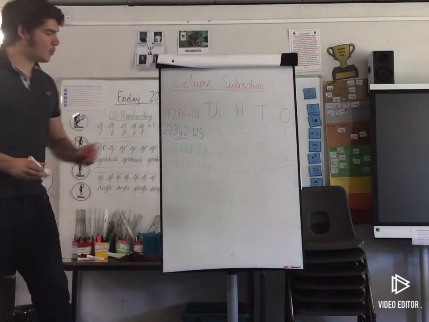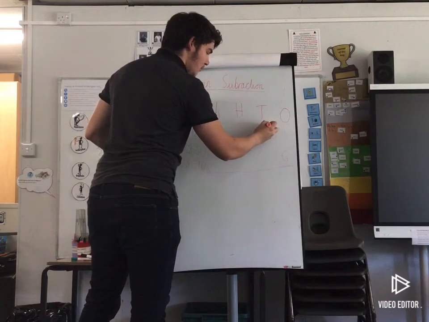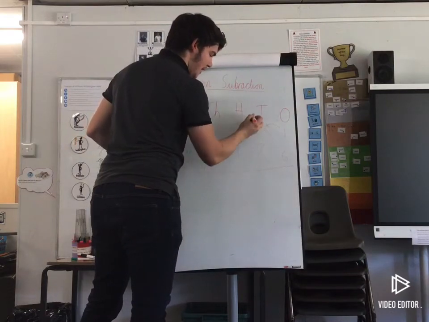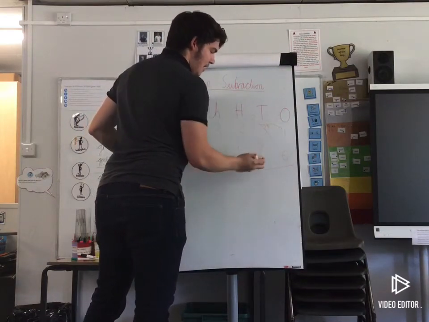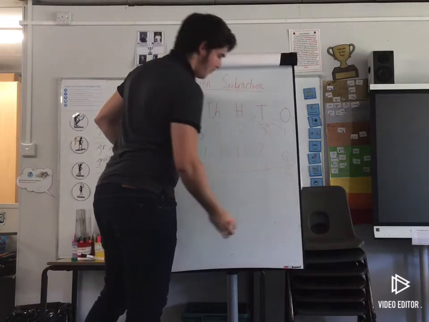Alright, so we start with 1 minus 6. Can't do that. I'm going to go a little bit quicker now because we've done a couple of examples. So I'm going to borrow 1 from my neighbour. That leaves 2. I've now got 11. 11 minus 6 is 5.